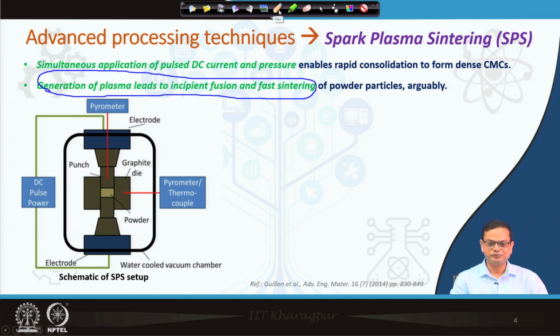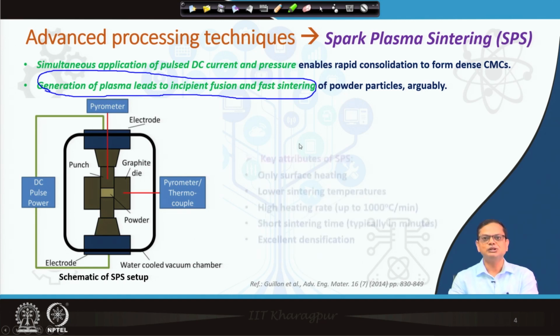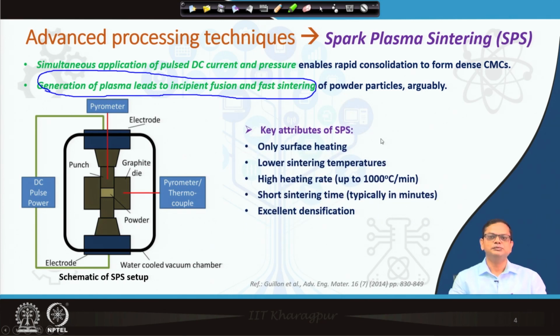And what are the advantages of this process? It says it leads to only surface heating. So, if you have powder particles which are being sintered, only the surface of the powder particles gets heated. The internal structure of the powder particles does not get heated that much. It does not mean that it will not be heated at all, it will be heated, but the temperature will not rise that high.